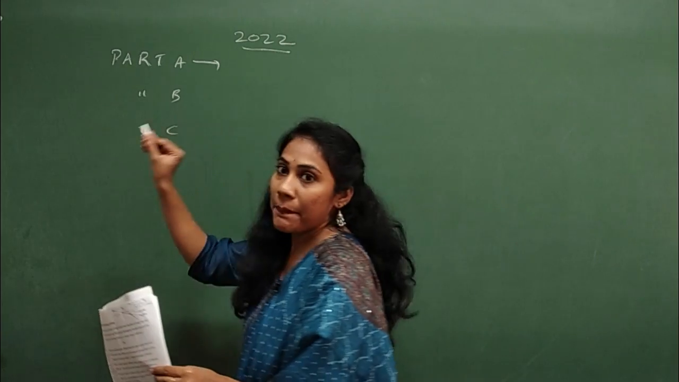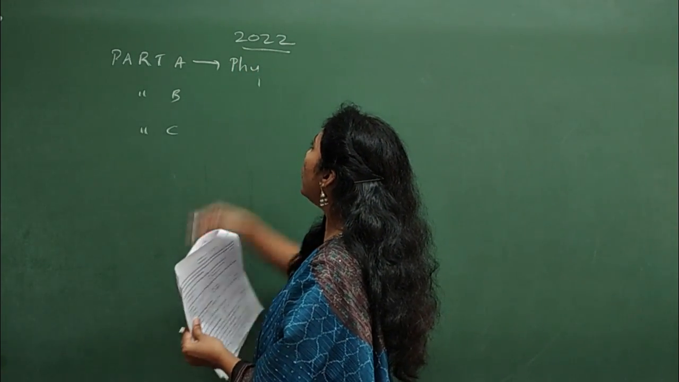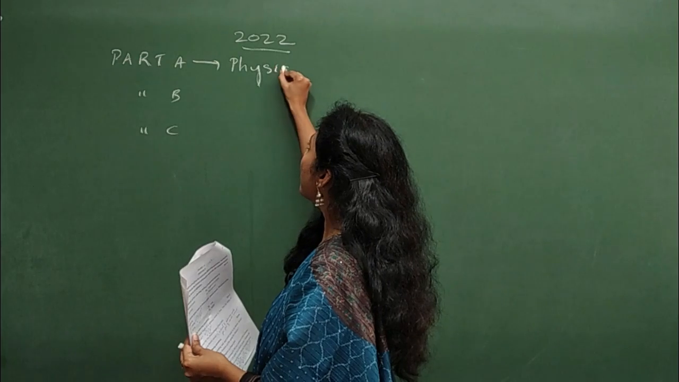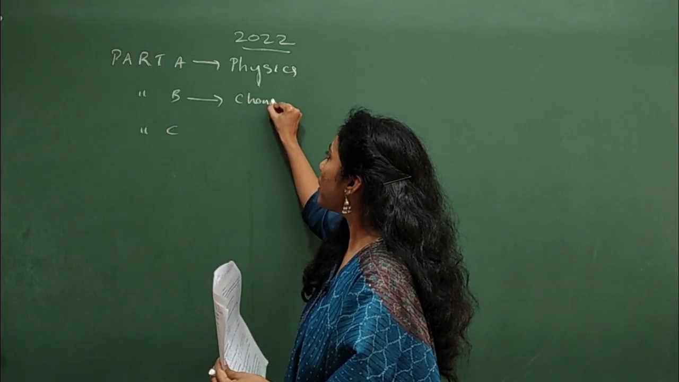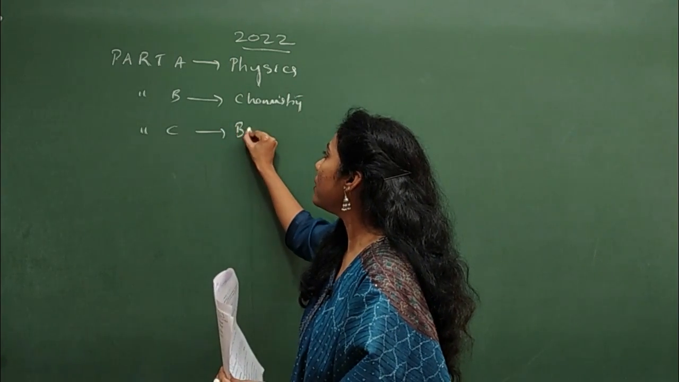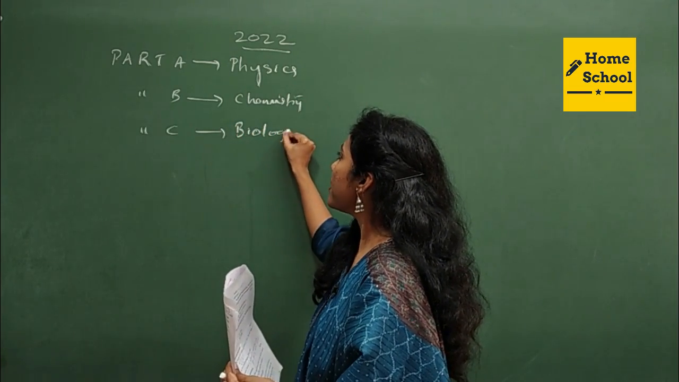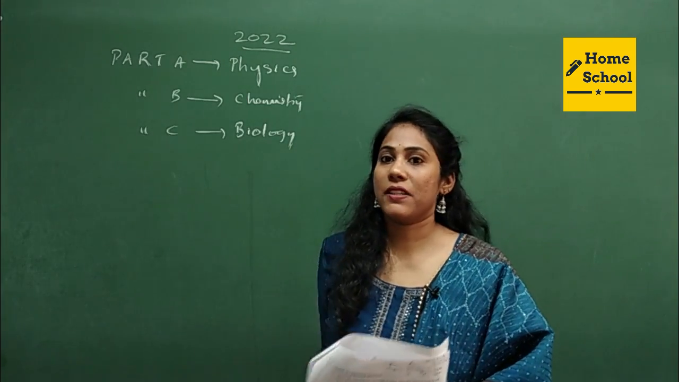Part A is completely on physics. So you have all the physics questions in part A, and part B is related to chemistry and part C is related to biology questions. Okay, so this is how the entire question paper is divided into three parts.